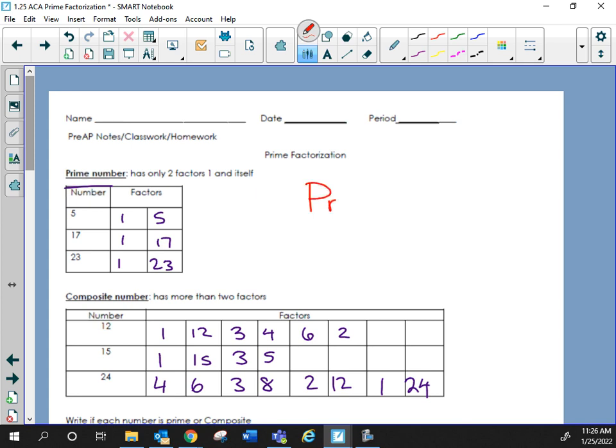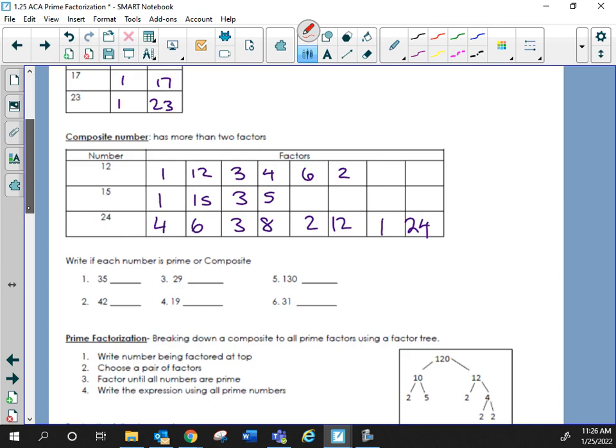For prime, it's 1 and me. And you see how it spells prime? And it's 1 and me. Those are the factors of prime numbers. Y'all see it? 1 and me. That is so cute. Okay, alrighty, so let us continue on.